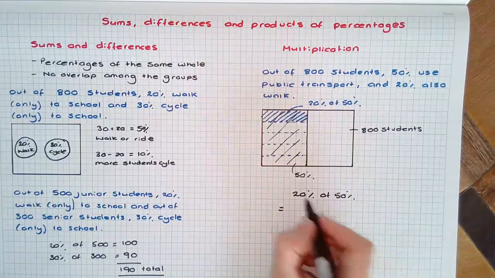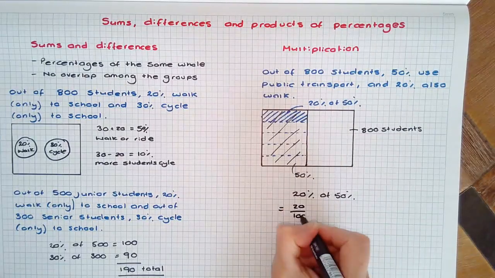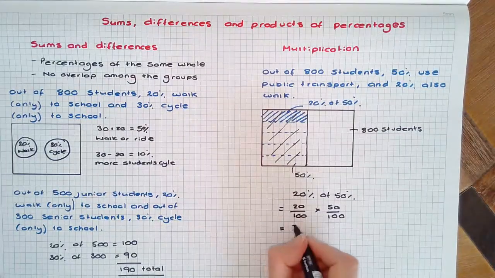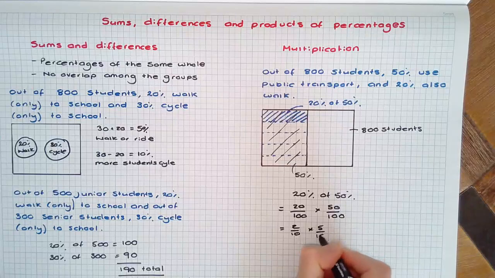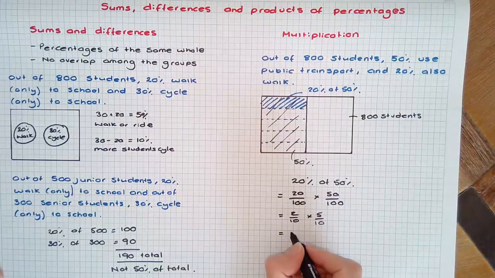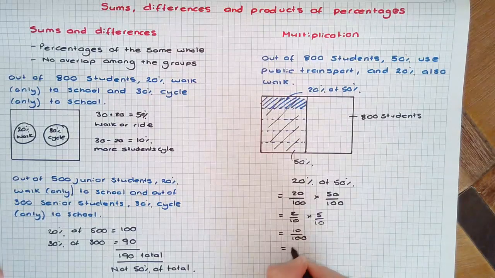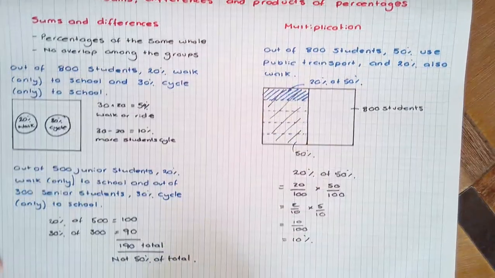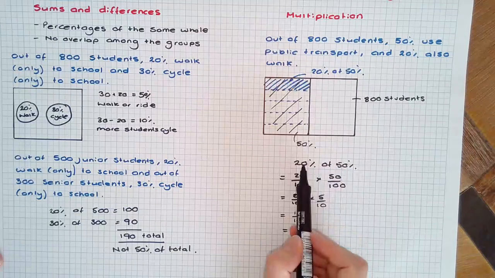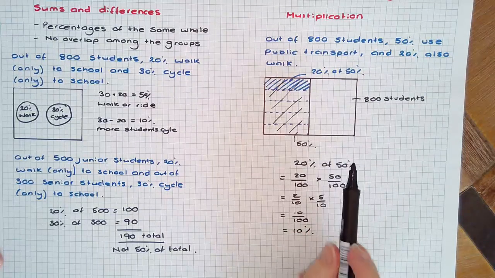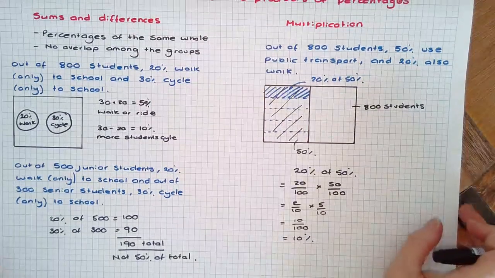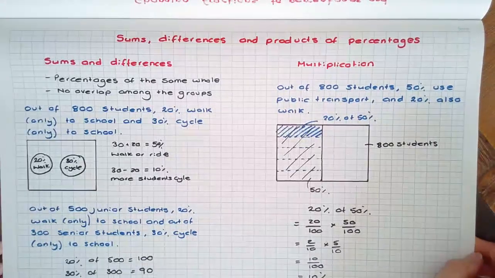To calculate this, we convert each to a fraction with a denominator of 100. Simplifying each fraction, leaving the denominators as 10, so then we can quickly see it's 10 over 100, which is a total of 10%. We can also do these percentages of amount by switching them around. So the 20% of 50% is also the same as 50% of 20%, which is 10%. So sums, differences, and products of percentages.